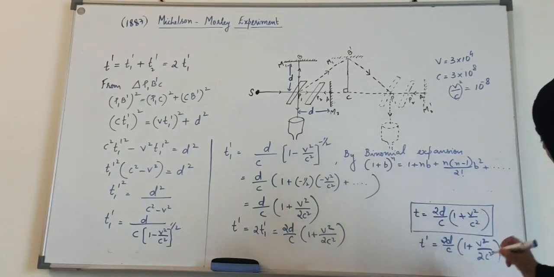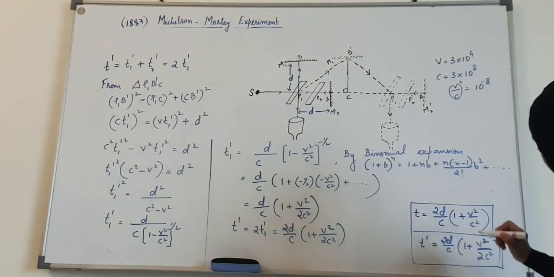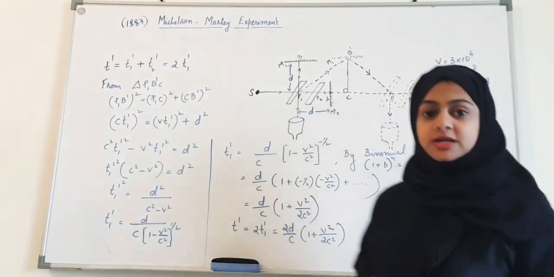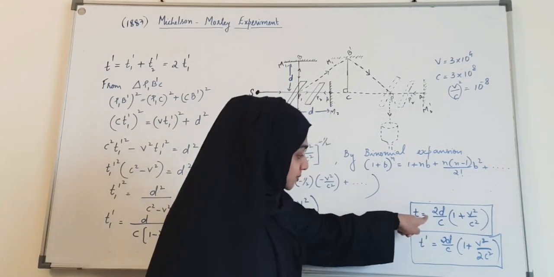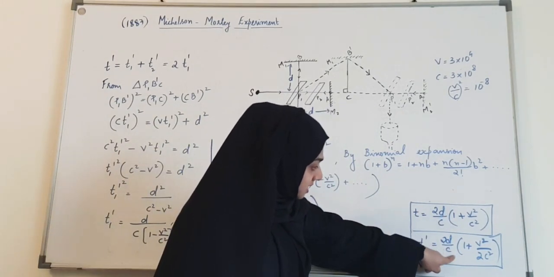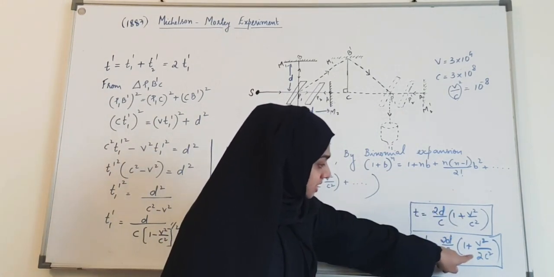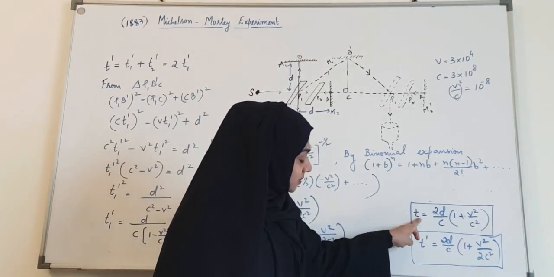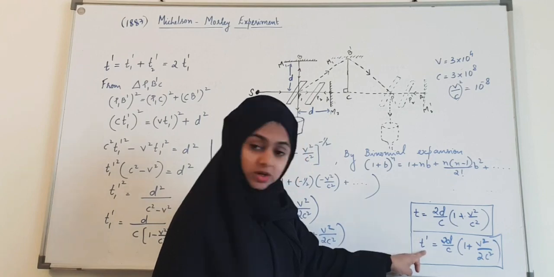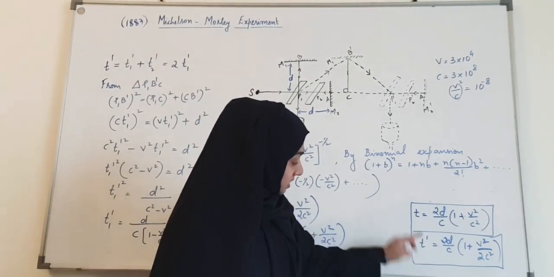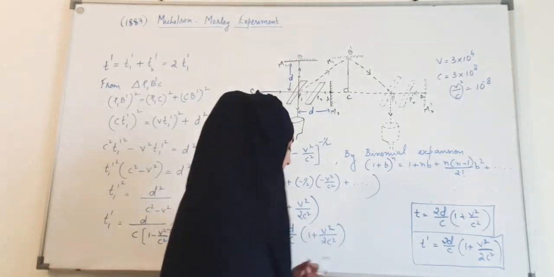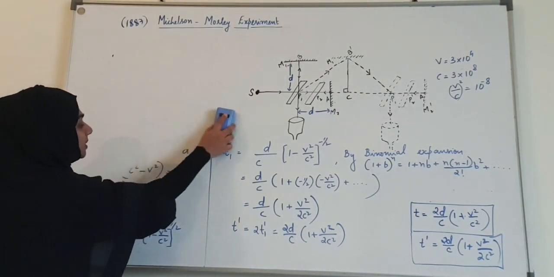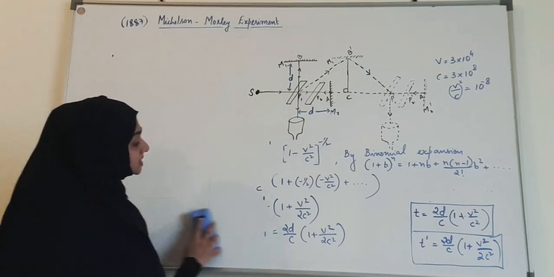Now compare these two expressions. Which is bigger one? Okay, definitely this is bigger because the first terms are same and the second term, it is half of this term. So we know that t will be more than this one. So t is more than t prime. So we can find the time difference delta t, which will be equal to t minus t prime.